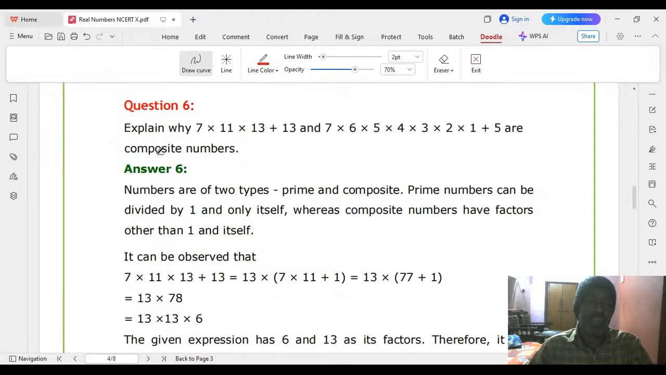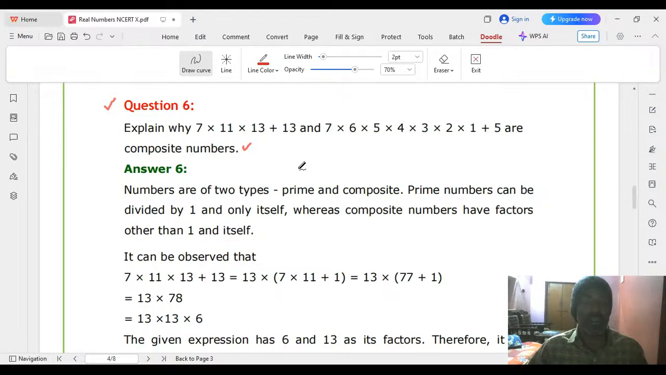In question number 6, explain why 7 × 11 × 13 + 13 and 7 × 6 × 5 × 4 × 3 × 2 × 1 + 5 are composite numbers. If we have a proper idea about composite numbers, then we have no problem solving this question or explaining its solution.